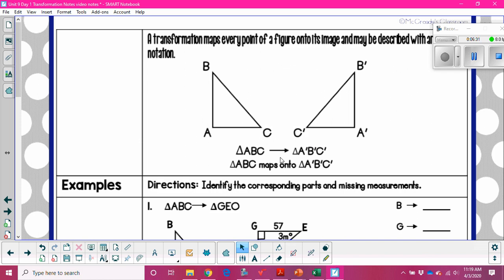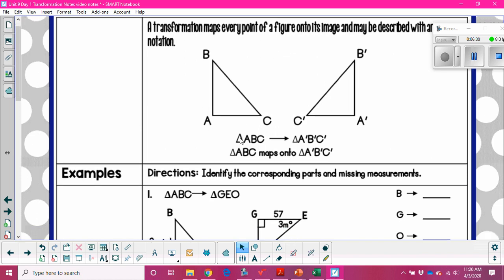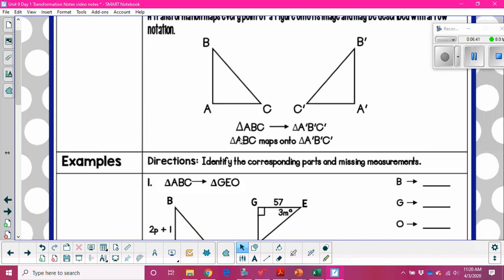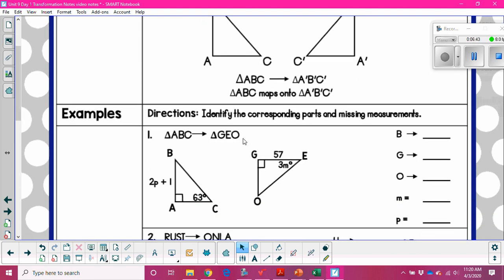Okay, so that is how we name that. And this right here is a reflection. All right, so looking down here at these examples, we're going to identify the corresponding parts and the missing measurements. Okay, so we know that triangle ABC maps onto triangle GEO. So that means that angle A goes with angle G. Angle B goes with angle E. Angle C goes with angle O.